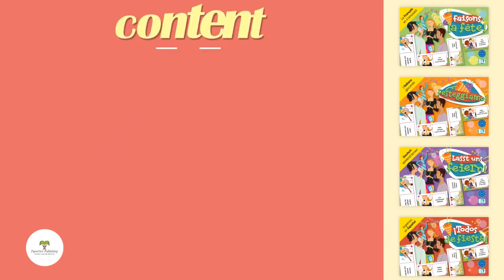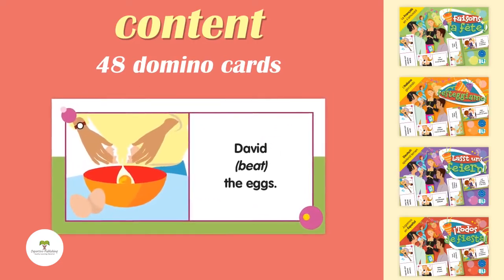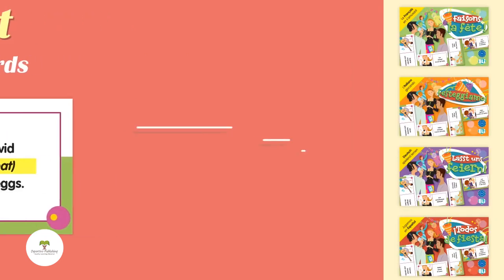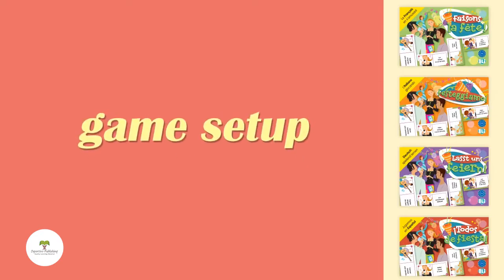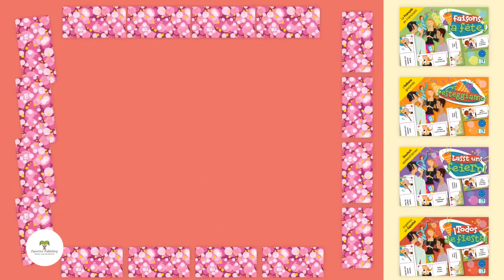The box contains 48 domino cards, with an illustration on one side and a sentence on the other. The sentences describe activities related to a party. The verb in each sentence is always given in brackets in the infinitive form. Shuffle the cards and deal them out to the players.